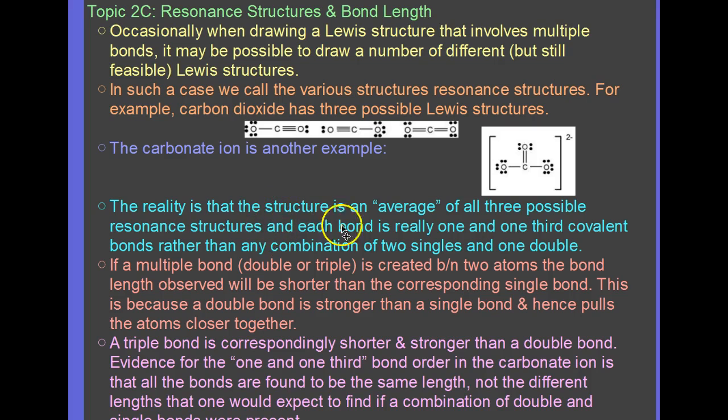So the reality is that the structure is an average of all three possible resonance structures, and each bond is really 1 1/3 covalent bonds, rather than any combination of two singles and one double. So if a multiple bond, double or triple, is created between two atoms, the bond length observed will be shorter than the corresponding single bond. This is because a double bond is stronger than a single bond and hence pulls the atoms closer together. A triple bond is correspondingly shorter and stronger than a double bond. Evidence for the 1 1/3 bond order in the carbonate ion is that all the bonds are found to be the same length, not the different lengths that you would expect.